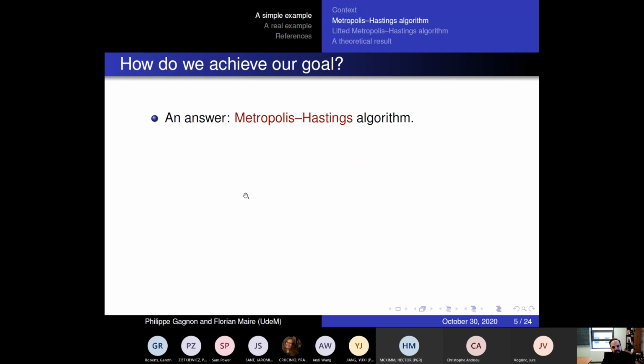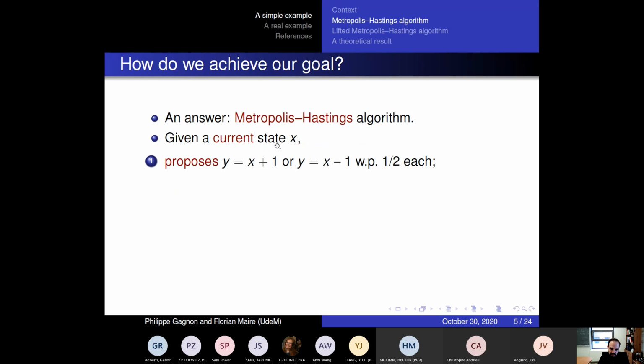So we want to do this. So how can we do this? We know that a solution is a Metropolis algorithm. So we'll go through this quickly because you're familiar with that. Let's say you are at a current state X.